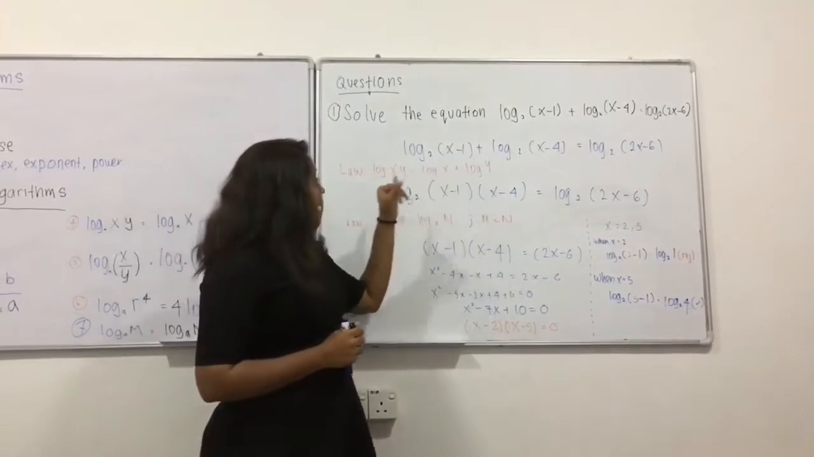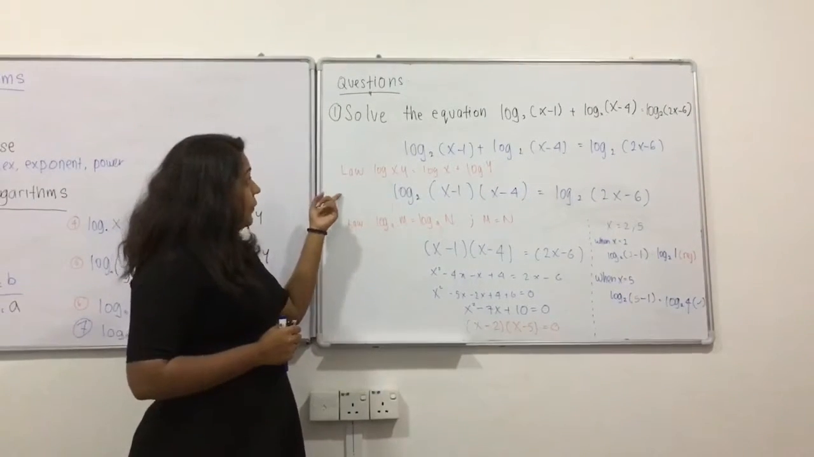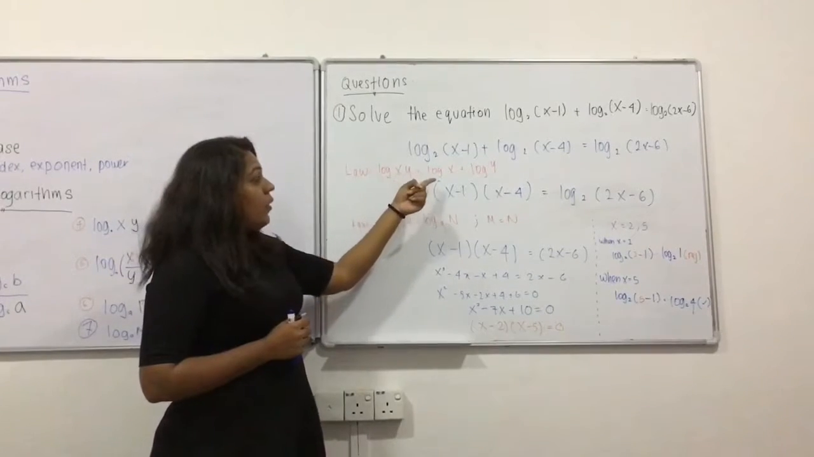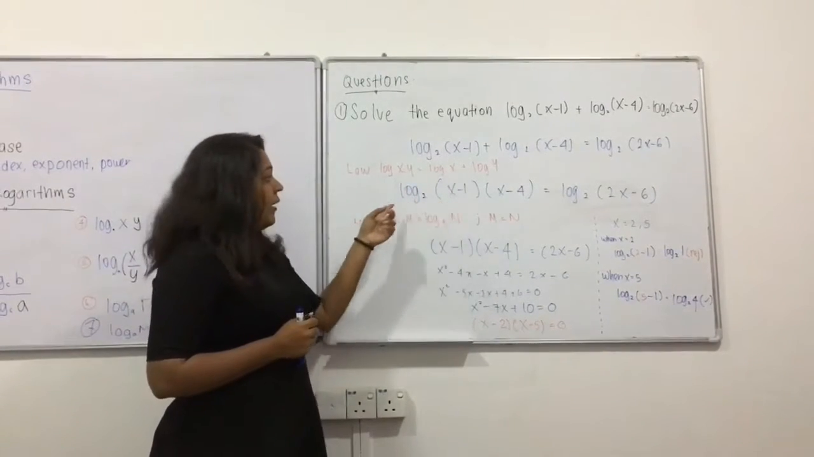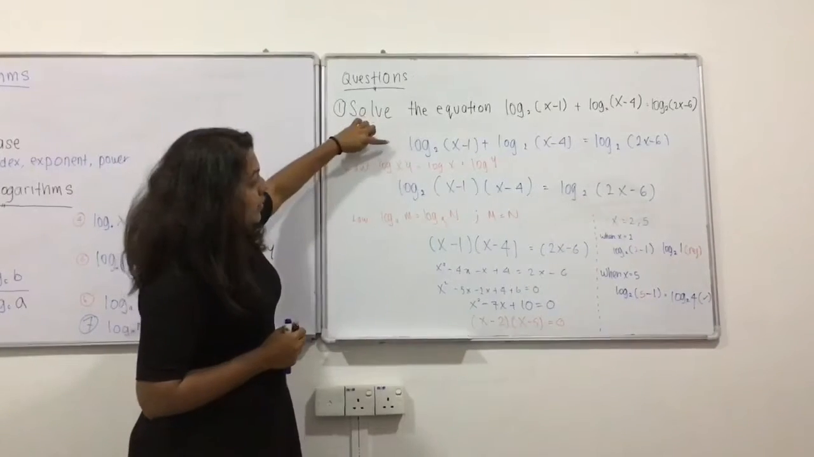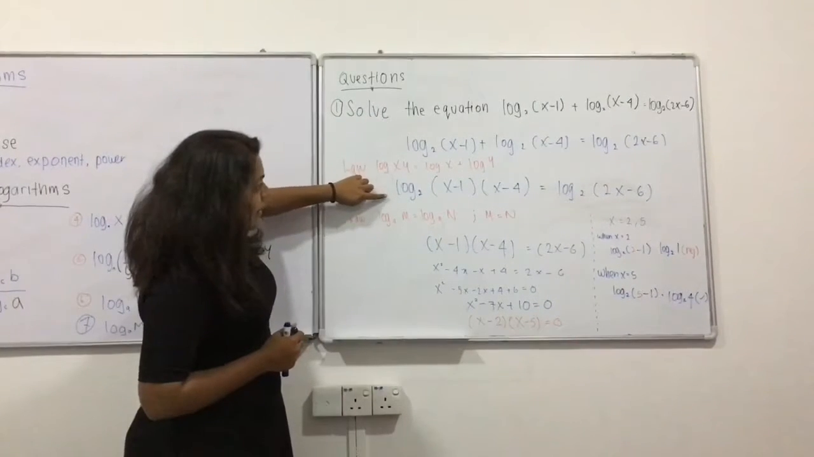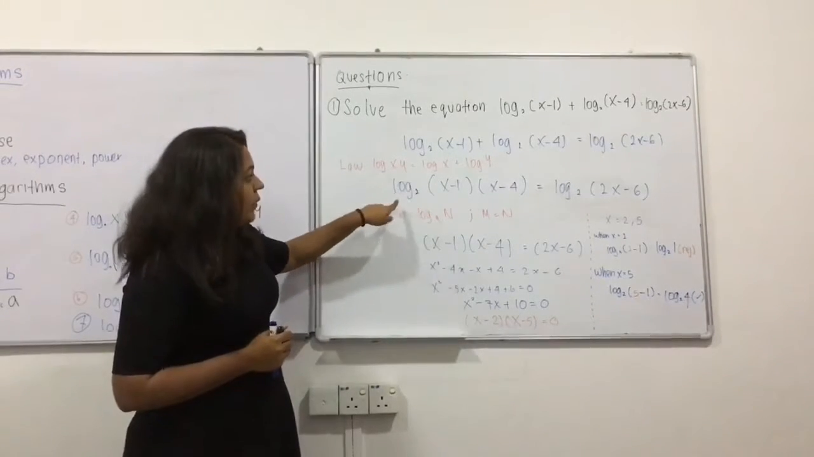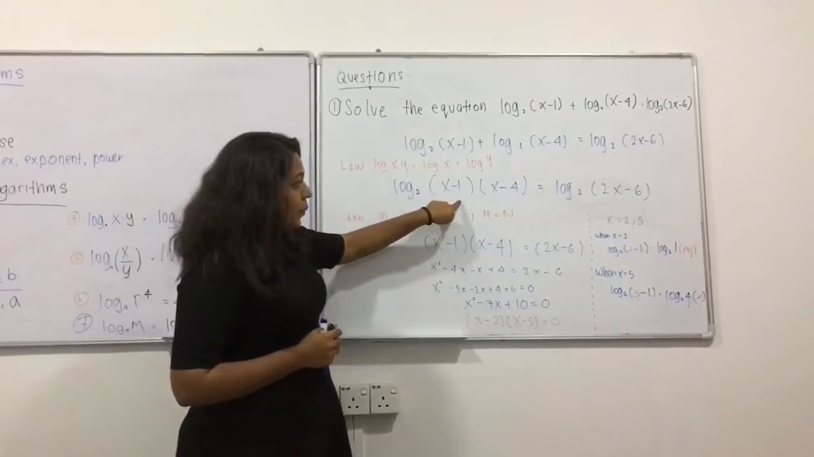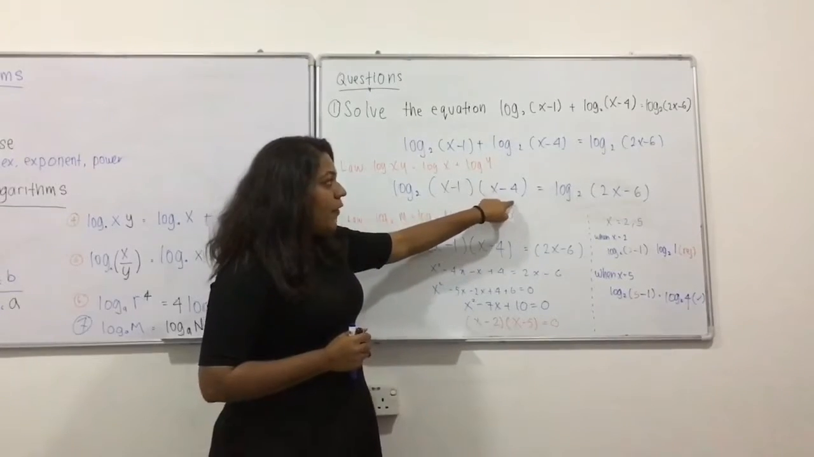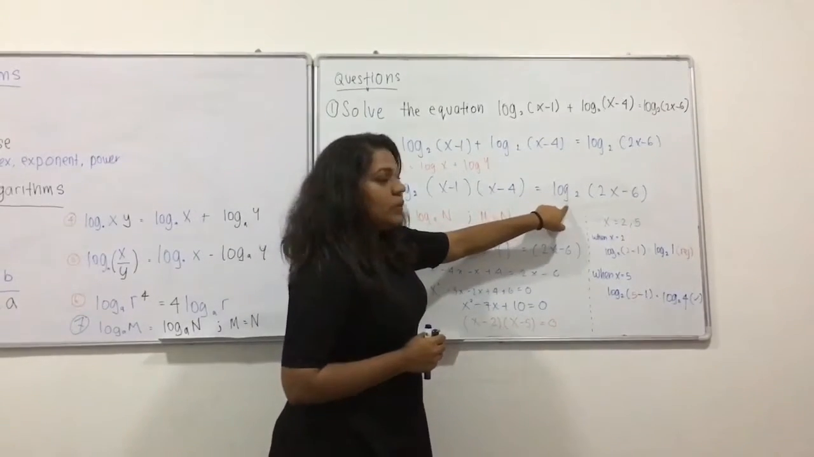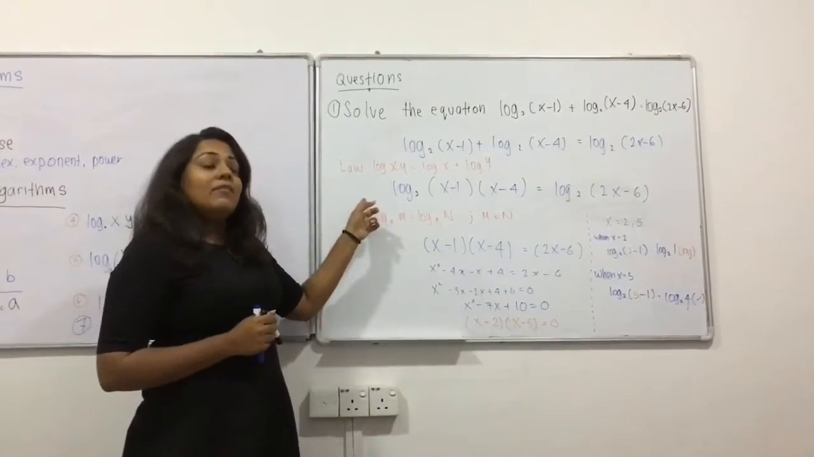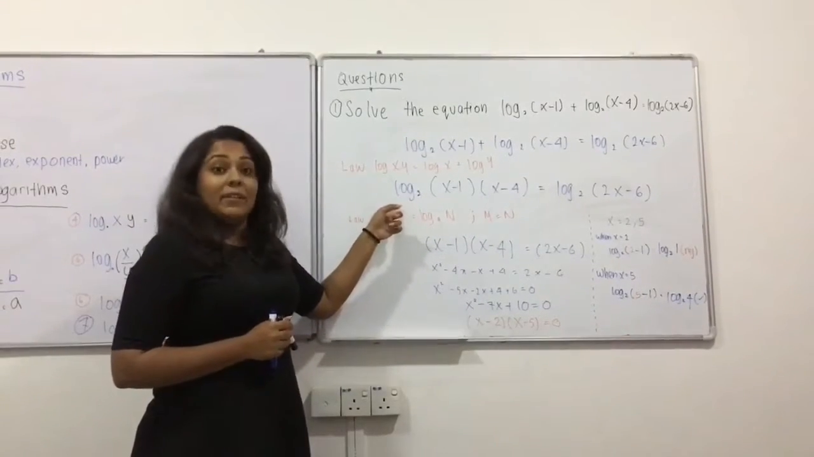This is the question, and the first step you're going to do is use the law of log xy equals log x plus log y. You can see here, this is the question, and what I did in the second line is combine it back to log xy. So you get log_2 (x minus 1)(x minus 4) is equivalent to log_2 (2x minus 6). Remember, this can only be done if your log base is the same.